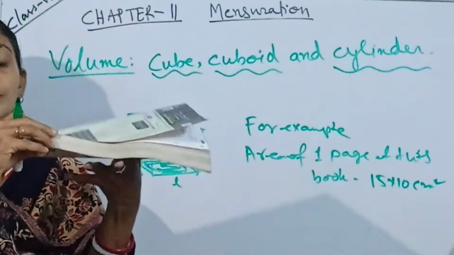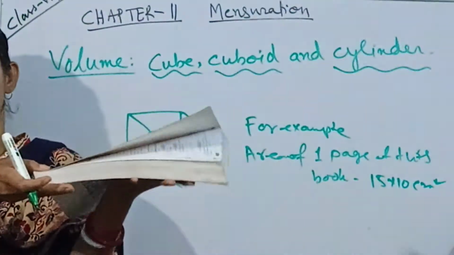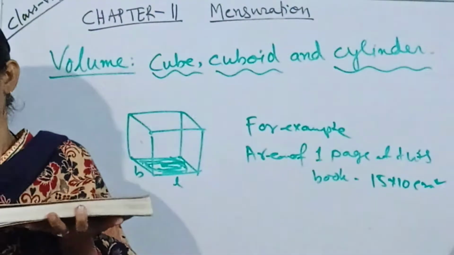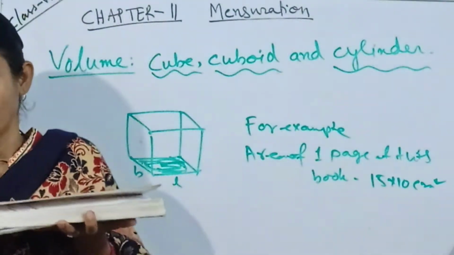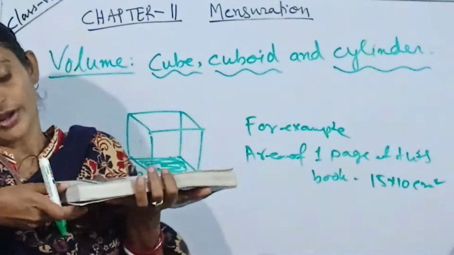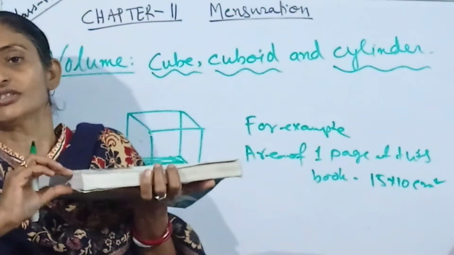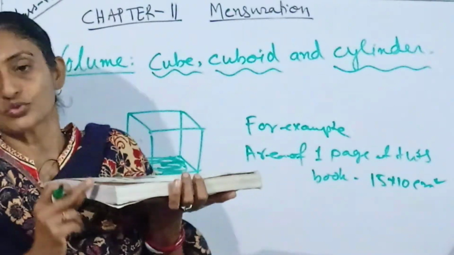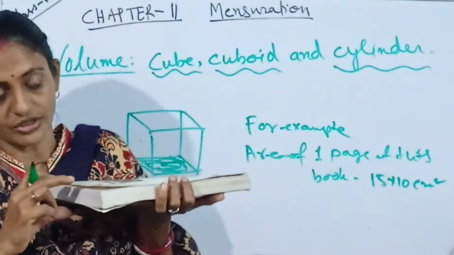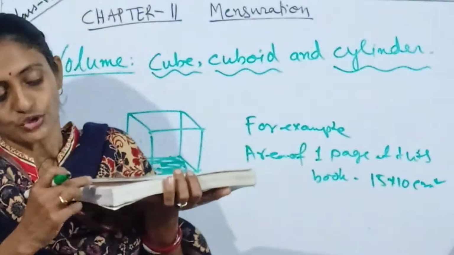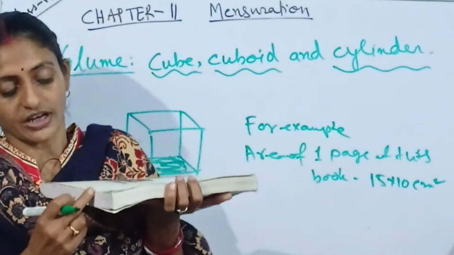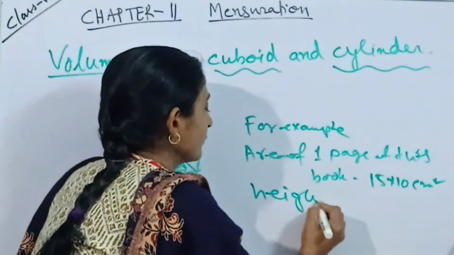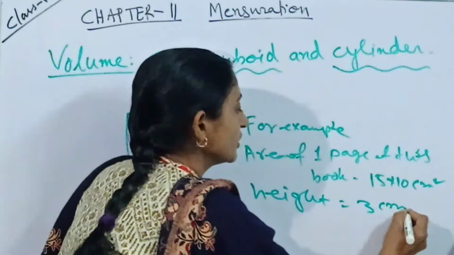Now suppose it has 400 pages, and after putting all these pages together I have got this book and measured its height. After keeping all 400 pages, from the first page to the last page, after assembling them and making this a book, let the height I have got be equal to 3 centimeter.